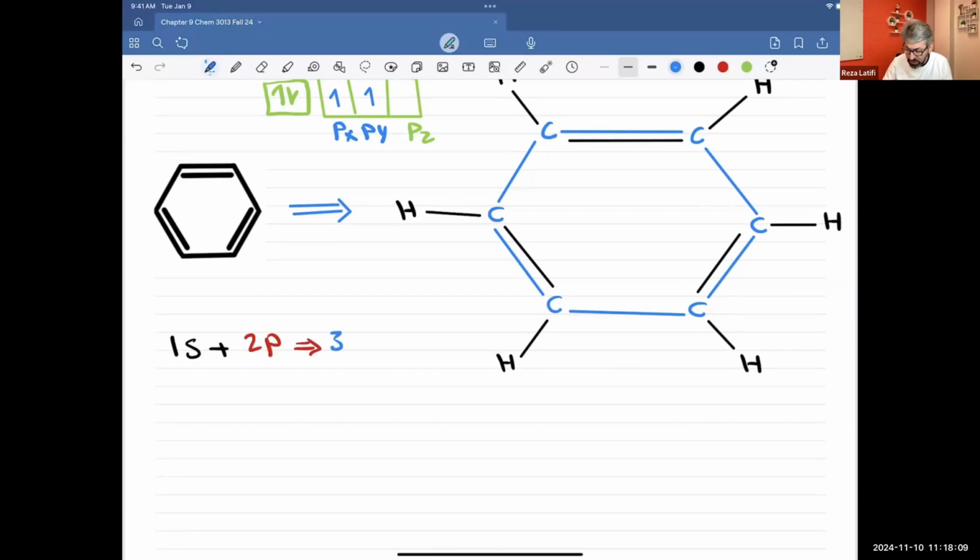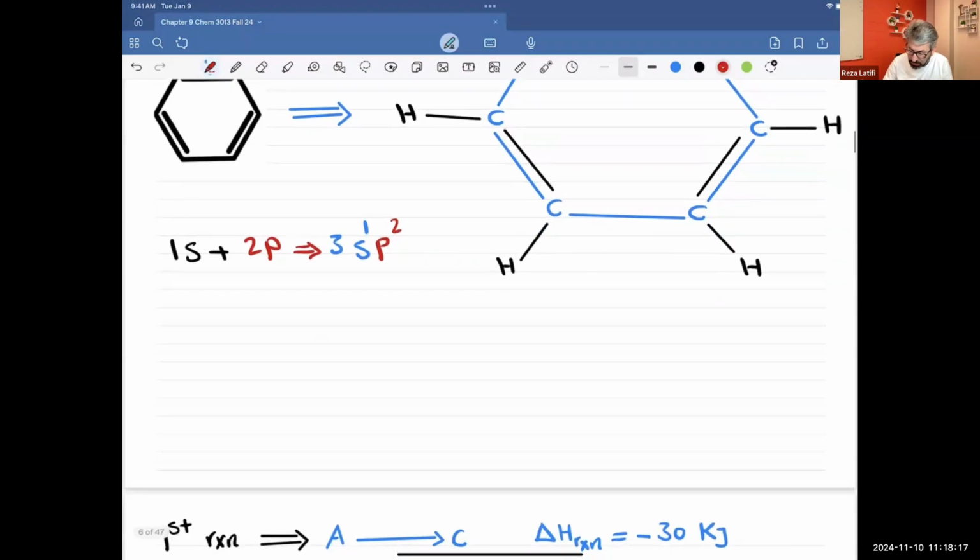So we get 3 hybrid orbitals, and we use 1 from S and 2 from P. So the hybridization will be sp2. Okay, let's show carbon. This is carbon, and it's going to have 3 hybrid orbitals: 1, 2, and that's going to be the 3rd orbital.